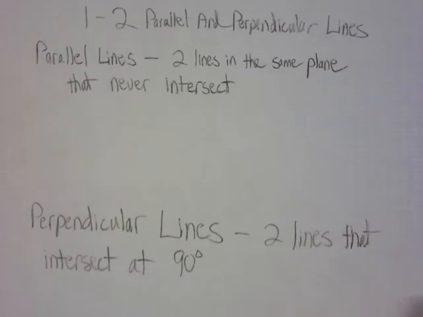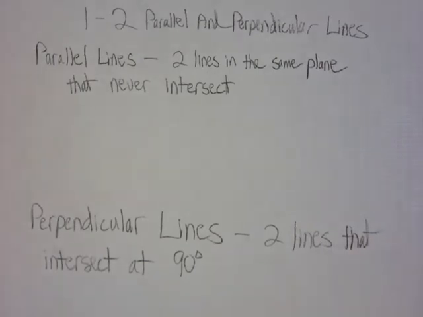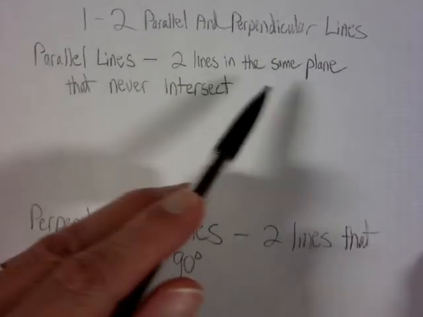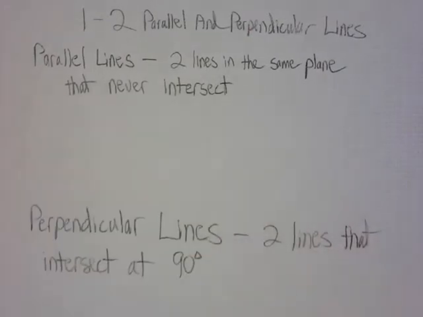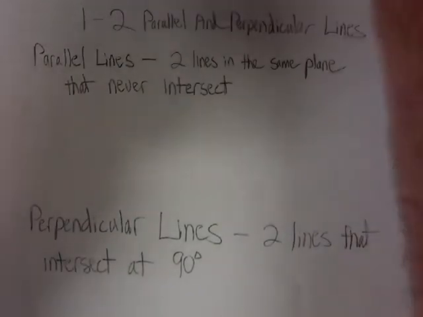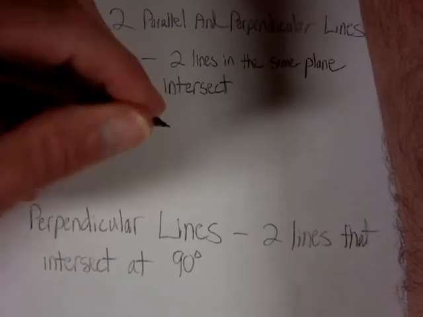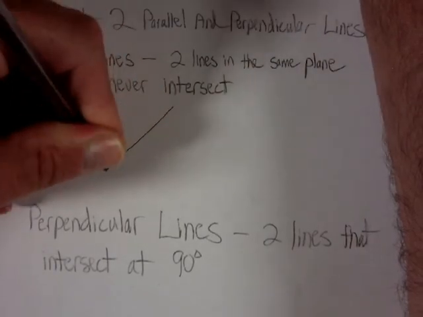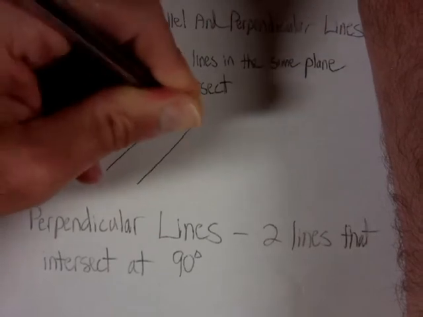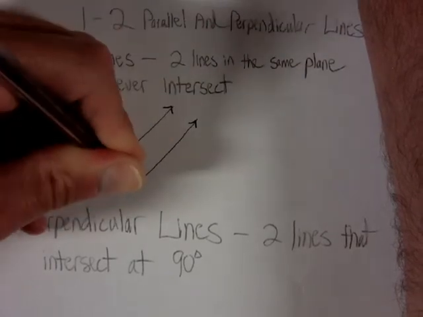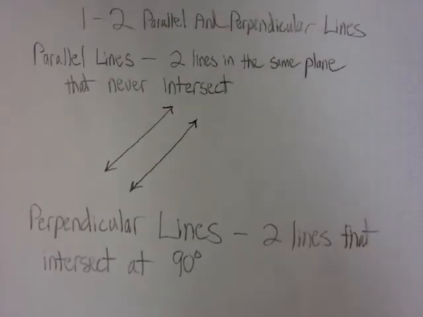Okay, in this section, 1-2, we're talking about parallel and perpendicular lines. Parallel lines, you've probably heard of before. They're two lines in the same plane that never intersect. So if I have two lines that are in the plane of this paper, let's say, and they never intersect because they are going the same direction, that would be an example of parallel lines. Okay? Parallel lines. All right?